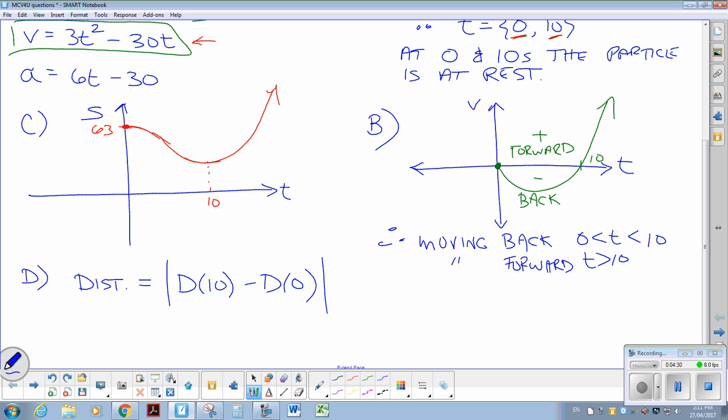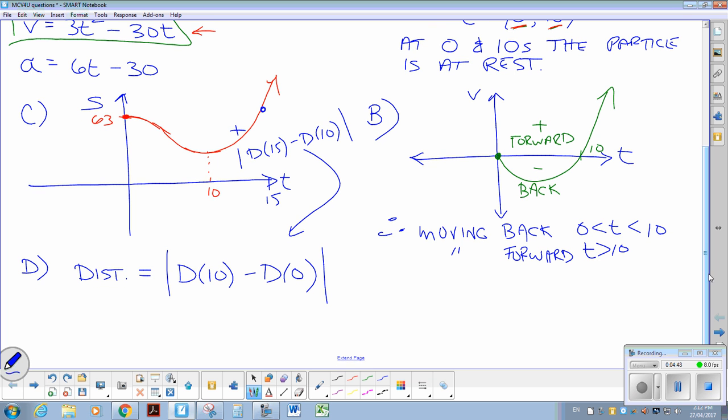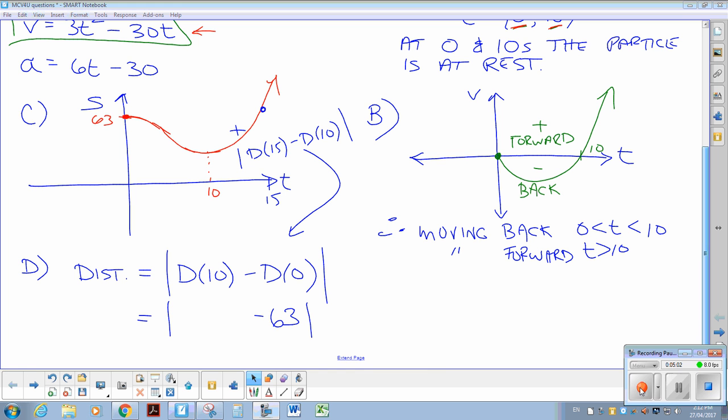If I had to go beyond 10 seconds, so let's say I want to know at 15 seconds, I would have to add on this segment, and it would look like distance at 15 seconds minus the distance at 10 seconds, and that would get added to that value right there. So every time you're moving forward and backward, you have to add or find that particular value. So I know in this case, from my equation, it was 63, and we need to plug it in for d of 10. Need to get a calculator.